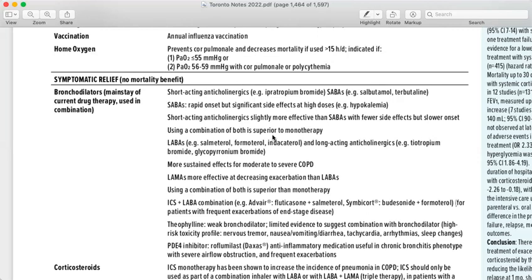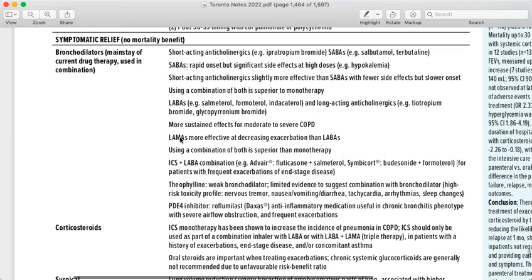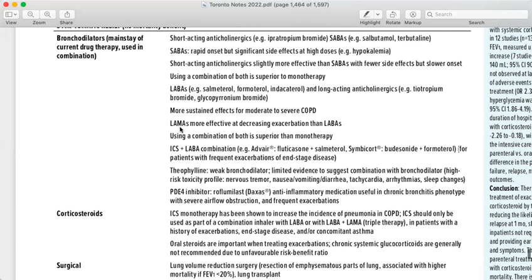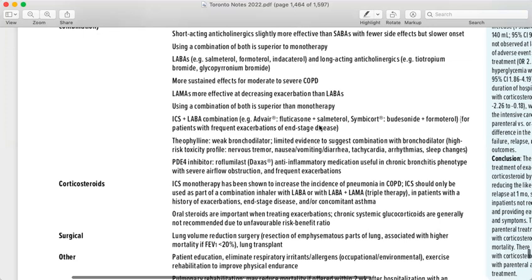LABA and long-acting anticholinergic can also be used, with a more sustained effect for moderate to severe COPD. LAMA is more effective at decreasing exacerbation. If they are talking about exacerbation, then you are going to give the LAMA, long-acting. Then using a combination of both is superior to monotherapy. Corticosteroids plus LABA combination can be used, but in patients with frequent exacerbation or end-stage disease.